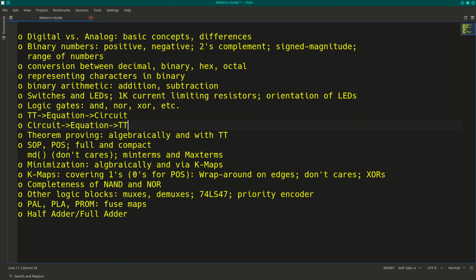If you want to put them in the right order, it's the reverse of the one before. Yes? You're saying we're going to be implementing these for the midterm, like with physical things? No. Just paper? Just on paper.